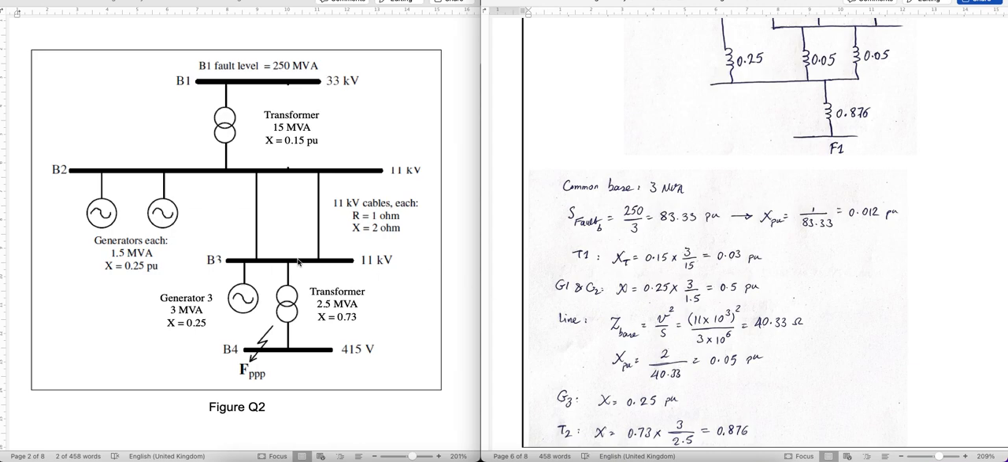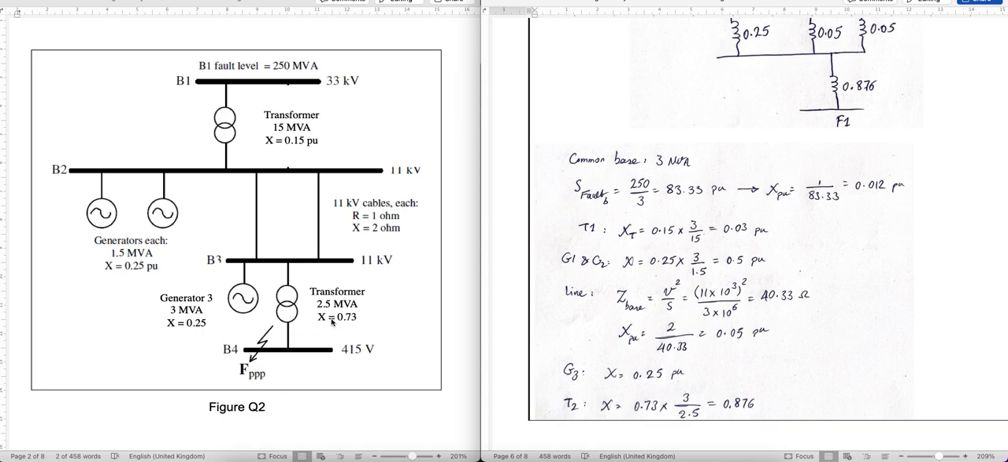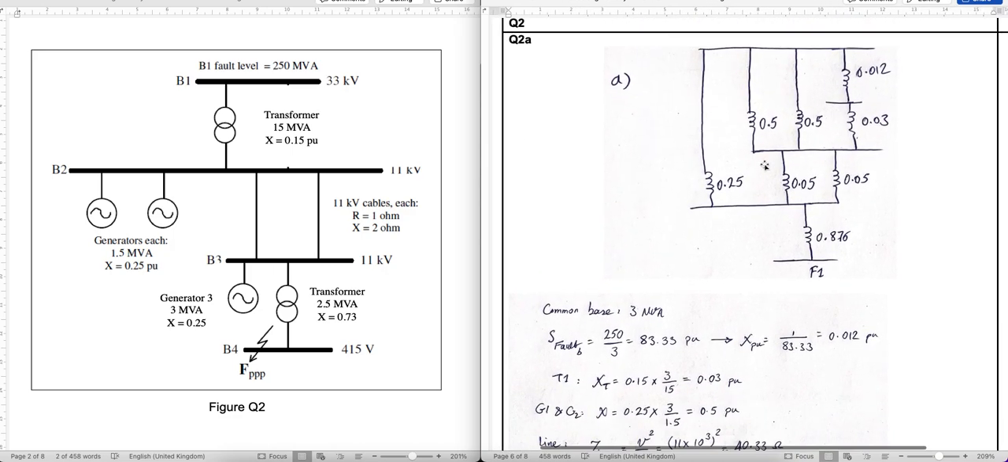Transformer 2 is the last device here. The given reactance is 0.73. The new power is 3, and the given power is 2.5 MVA, and you get 0.876 per unit, and then you can map it here. So this is your final reactance diagram, including all quantities in per unit and in new base.